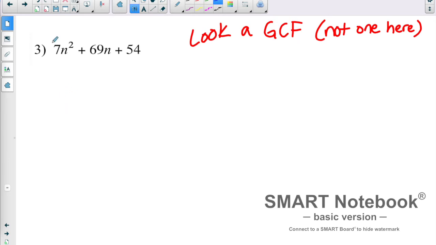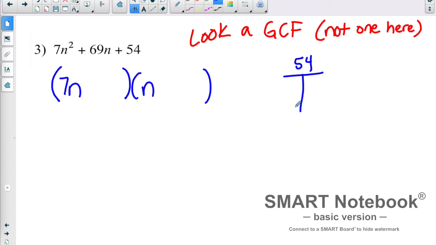Alright, so if I factored this 7n squared again, it came from 7n times n. And then we're looking at, well, what are the ways we could get a 54? You don't have to necessarily write these out every single time. You know, 9 times 6 is 54. You could have a bunch of different options that you try out. As you get better with your multiplication and just checking this stuff out with these binomials, it'll be easier, but I'm going to jump to 9 and 6 and try it out here.